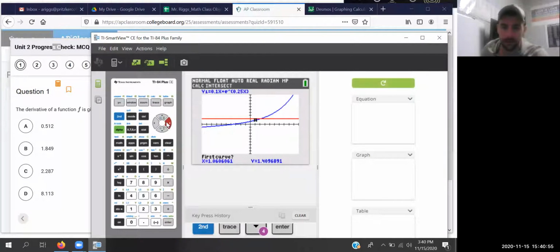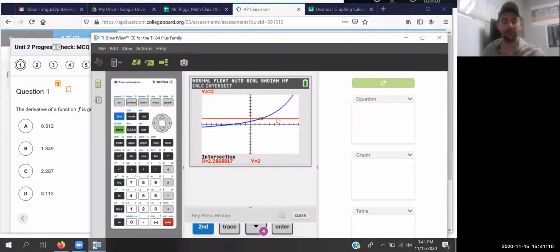You just want to scan over, hit the arrows over to the point, and just hit enter 3 times. And what that's telling me is right when x equals 2.286, that is when the output value is 2. And so that's telling us, because again, the blue line is the derivative function, that on the original function, when x equals 2.286, the slope at that point must be 2.